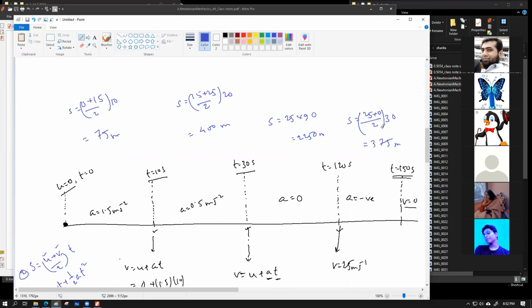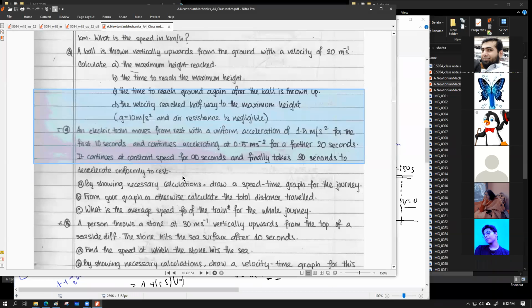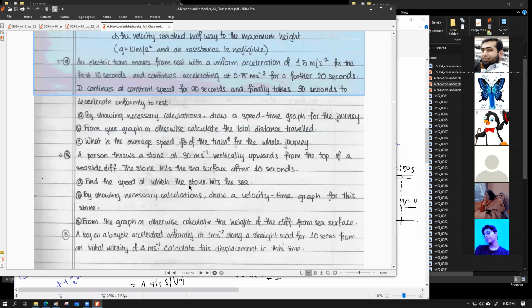শেষ হয়ে গেছে। আচ্ছা, থ্যাংক ইউ। So let's go for the next problem. Do you have a next problem? We do have a next problem. এটা পারছো সবাই?